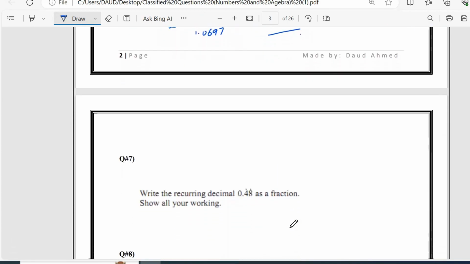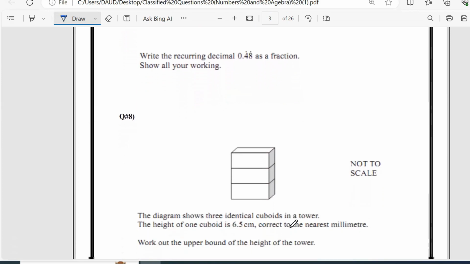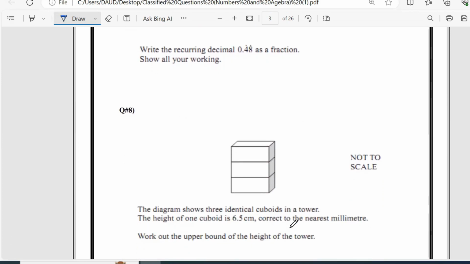Next one, 7. Here we have recurring numbers or recurring decimals, a number which repeats after the decimal point a number of times. Like it can be one number, it can be two numbers, it can be more than two numbers, like 0.143143, like 0.2626, like 0.3333. So how to change these numbers into fractions? So let's have a look.